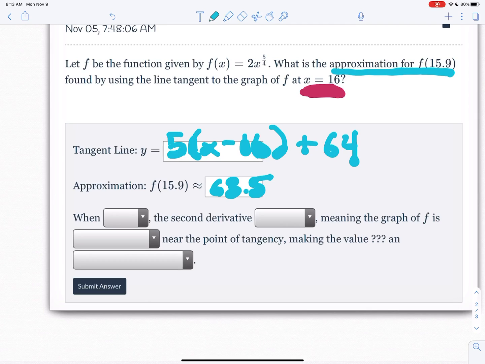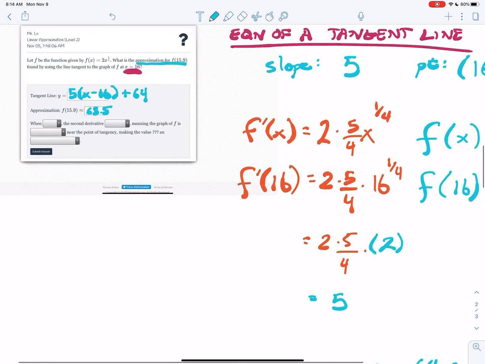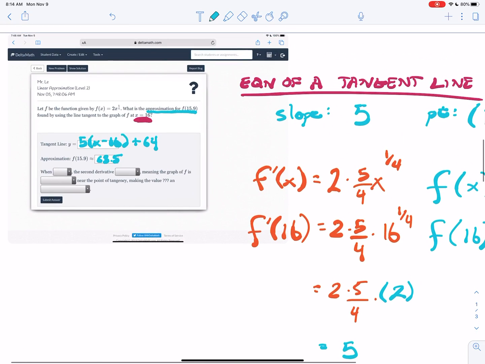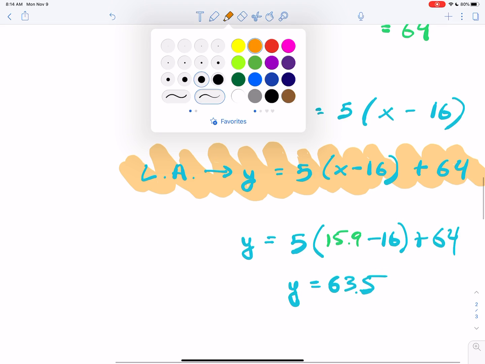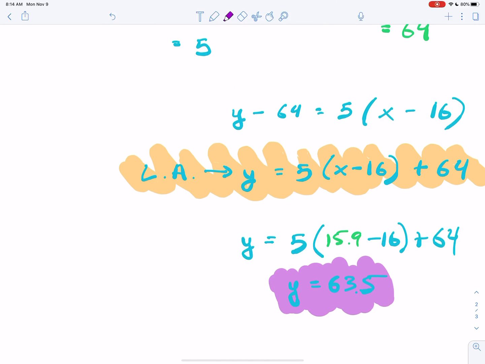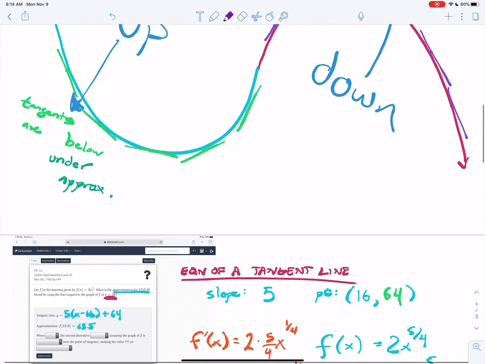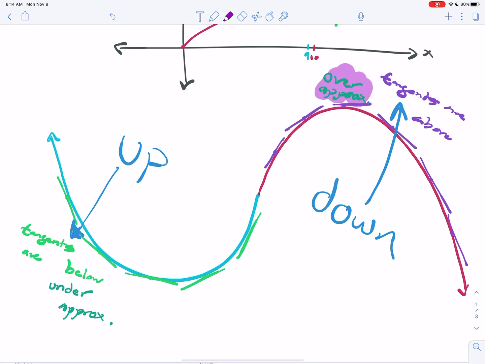Okay, now here's the tricky part. There's a lot of drop-down menus. When something happens, the second derivative is something, meaning the graph of f is something near the point of tangency, making the value on blank, under or over approximation. So I'm going to draw you guys a picture here. How do we know that this approximation, this value that we got right here, was an over approximation or under approximation? Pause and press play whenever you're ready here, okay?